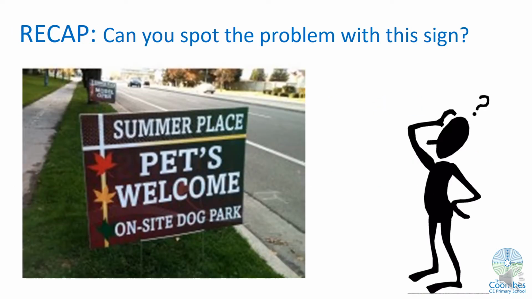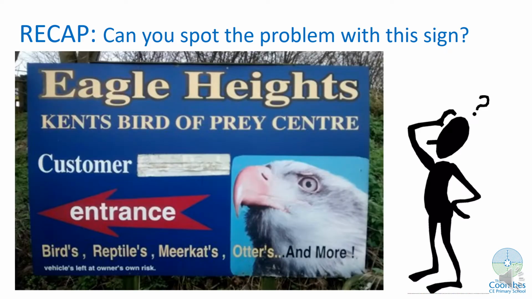Before we talk about how to use an apostrophe for plural possession, let's have a think about the work we did yesterday. Can you spot the problem with this sign? Yes, the apostrophe doesn't need to be there at all. Well spotted. Pets welcome. Pets is a plural, and so the S should be there, but the apostrophe doesn't need to be. What about this sign?